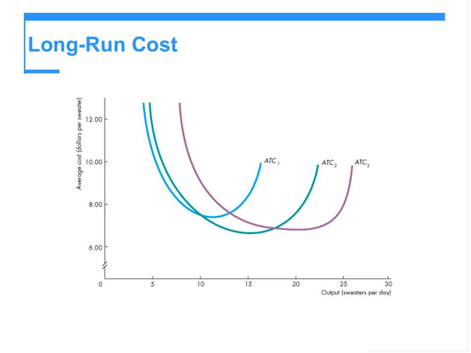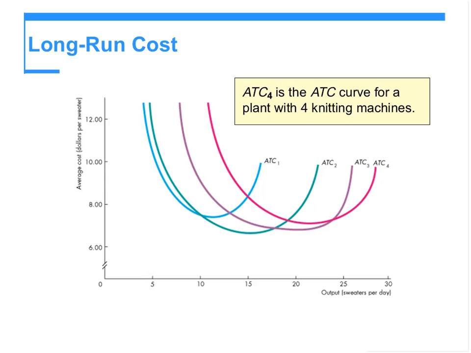It's very understandable now. As the number of knitting machines or machinery increases, the average total cost also tends to have different minimums and different results. You can see average total cost here for a plant with 4 knitting machines, the same pattern, but the difference is the minimum average total cost also increases, because the minimum average total cost in the second machine was somewhere here, but the minimum average total cost is starting to pick up.